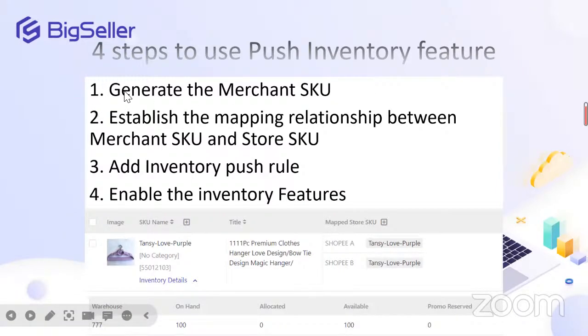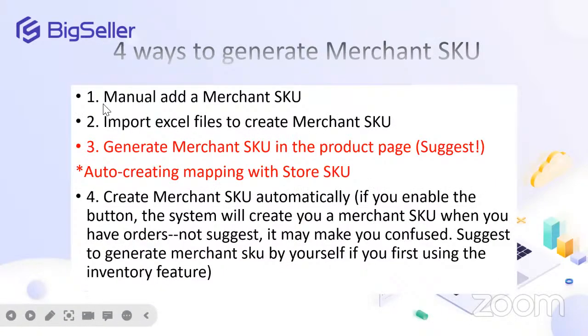For the first step, to generate the merchant SKU, actually we have 4 ways, but here I will not introduce all of them. I will just introduce the third way to generate merchant SKU, because with this way, the mapping relationship will be auto-created as well. So I suggest this way to all of you. This one is pretty convenient, especially if you are a new user in Big Seller.